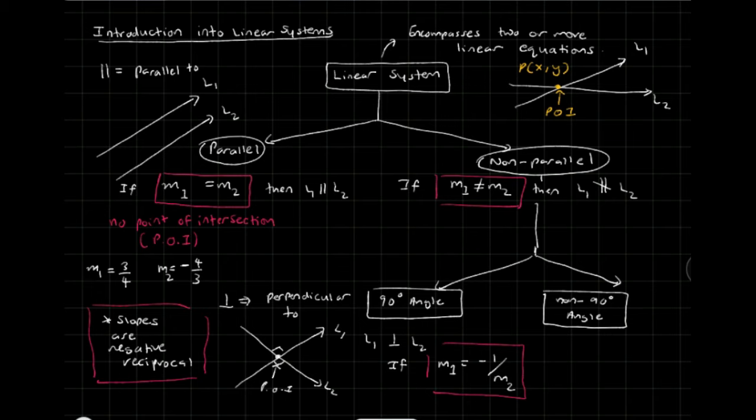Now, being negative reciprocals already implies that the slopes aren't the same. But if the slopes are not the same and they are not negative reciprocals, then we intersect at any angle. So it's a non-90-degree angle. That's what you want to understand. So we can say here, if slope 1 is not equal to negative 1 over slope 2, so not negative reciprocals, they intersect at any angle. This is still true, that the slopes will be different.